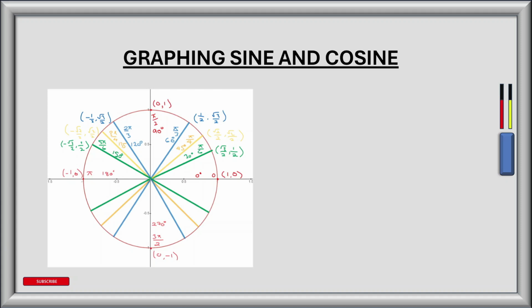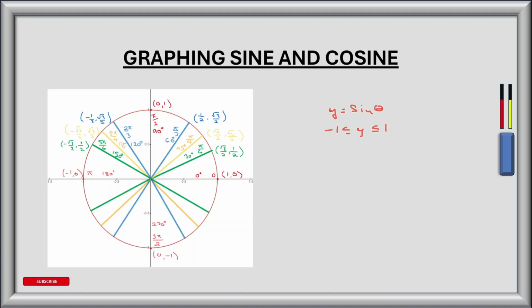So if we first look at y is equal to sine theta, if we look at our unit circle, we can see that the values of y extend from -1 through to 1. So we need to be looking at this value here on the unit circle and this value here. This is known as the range.